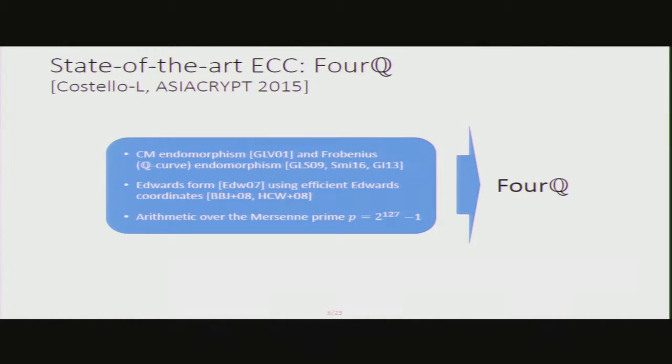It combines, in an optimal way, two endomorphisms. This has been work that began with the seminal work by Gallant, Lambert, and Vanstone, and continued until very recently with Ben Smith, Galbraith, and Yonica. We also combine the use of the Edwards form with efficient Edwards coordinates, and finally the use of the very compact Mersenne prime 2 to the 127 minus 1.